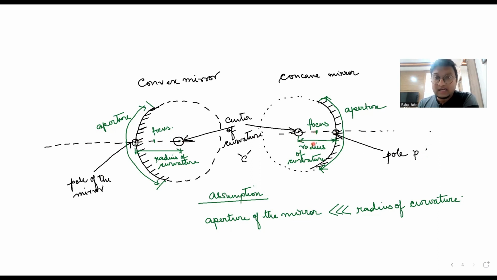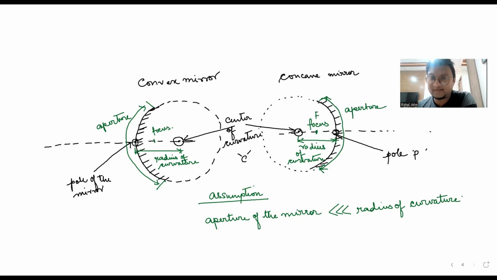Next up, the sphere will be having a particular radius. So the radius of the sphere will be called the radius of curvature. And the point exactly midway between the center of curvature and the pole is called the focus, denoted by the letter F. The entire surface of the mirror is known as the aperture.